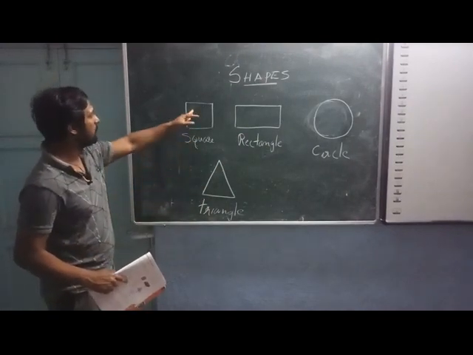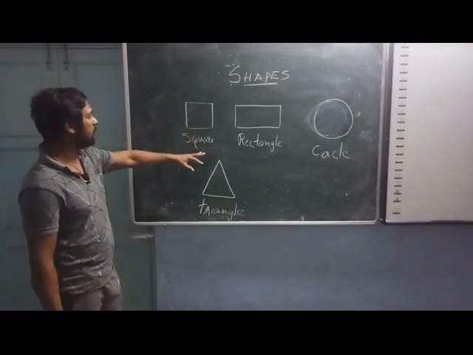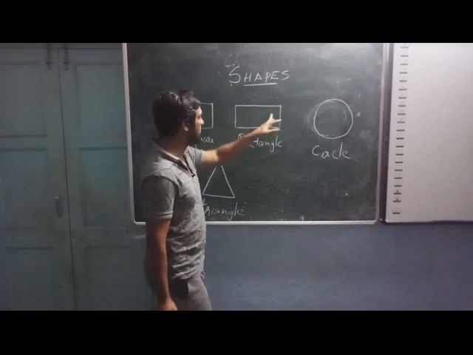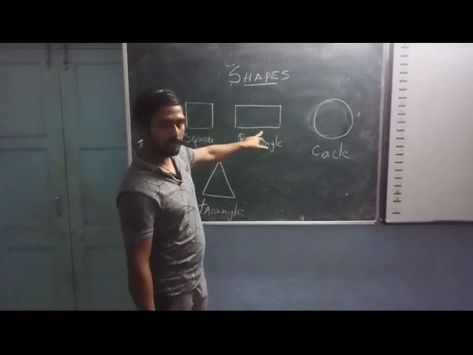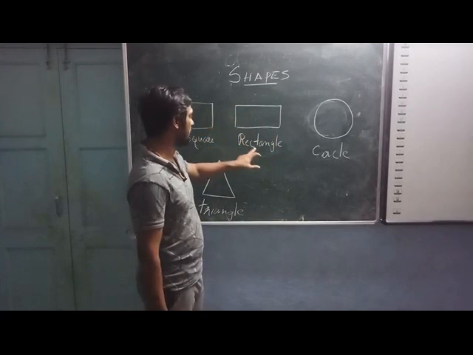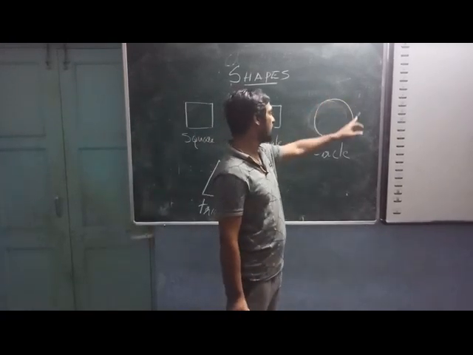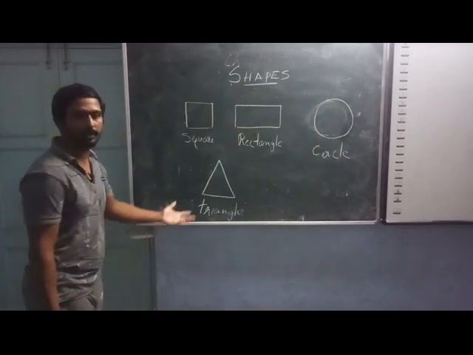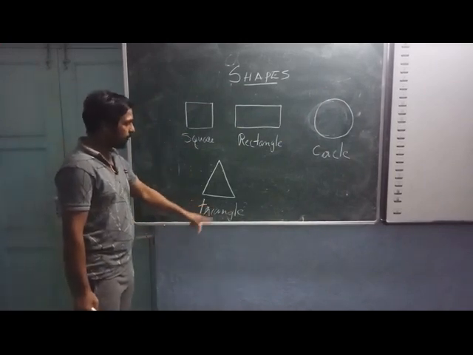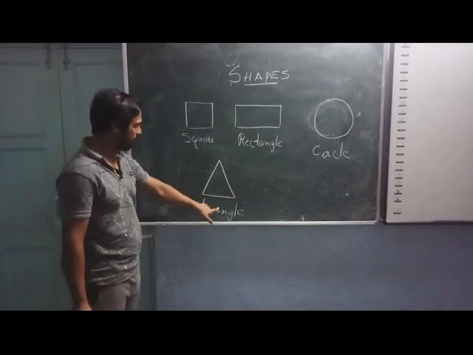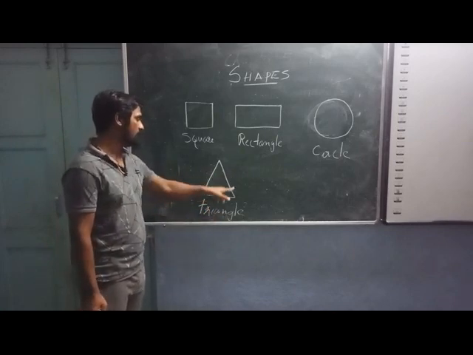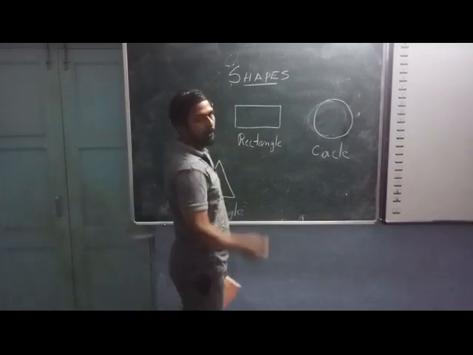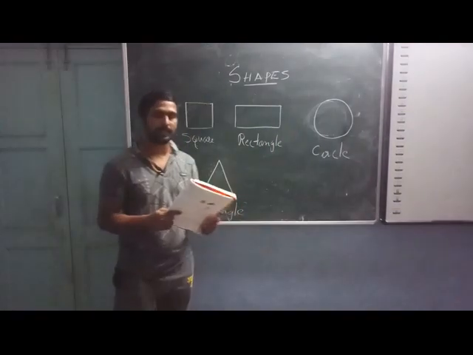Once again I say, this is a four-sided shape that is called square, which has all sides equal, and this is a four-sided figure which has one side a little bit longer compared to the other side. So, it is called rectangle. This is a rounded figure that is called circle, which has only one side, or we can say that it doesn't have a side. Finally, the three-sided figure is called triangle. It has three sides, okay. These are the previous shapes that you have learned.